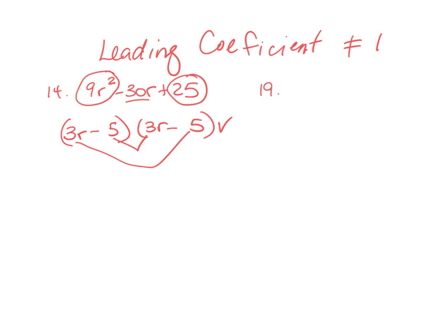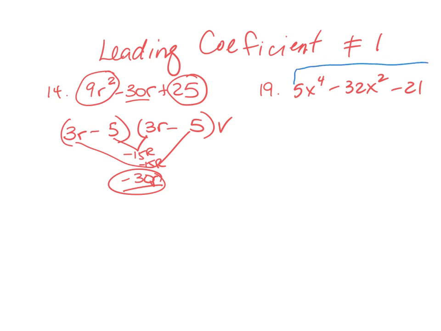So we have 5x to the 4th minus 32x squared minus 21. Okay, the first thing we're going to do is multiply the first and the last number. So it's going to be negative 105? I think it is, yeah. Negative 105. And we're going to say what times what is negative 105, and added together is negative 32?